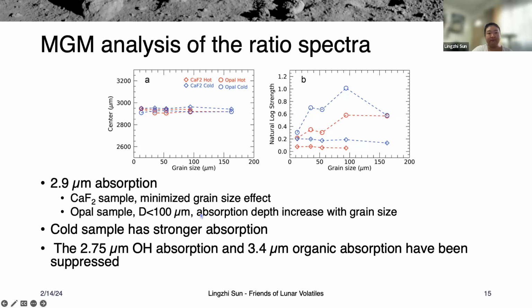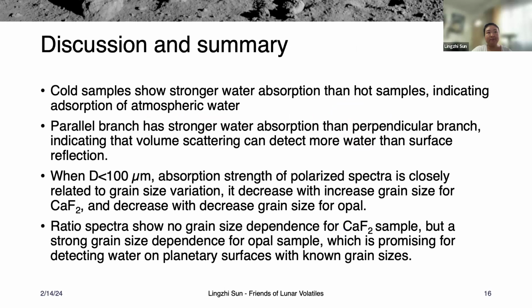And also, the cold samples have stronger absorption than the hot, which means this ratio spectra is sensitive to surface water absorption. And so here are some major takeaway points. Firstly, cold samples show stronger water absorption than hot samples, which indicates the absorption of atmospheric water.